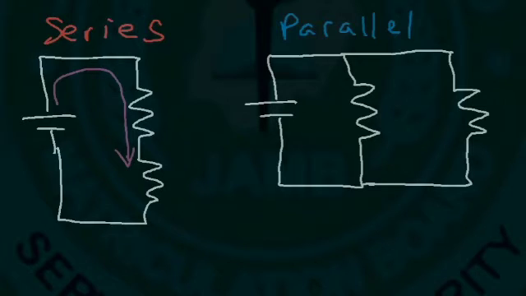And the current that flows through two resistors that are in series is the same current. So if you have a 4 amp current flowing through the first resistor, 4 amps will flow through the second resistor. So whenever you have two resistors in series, they will have the same current because there's only one path for that current to flow. Now in a parallel circuit, there are multiple paths for the current to flow.